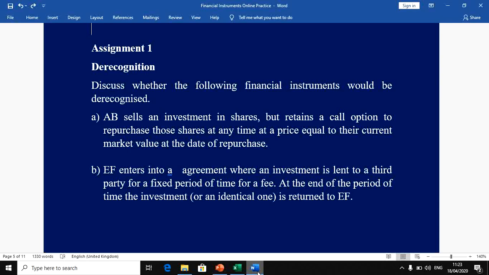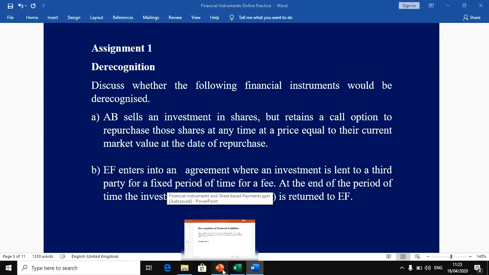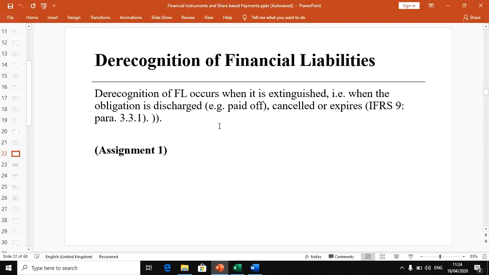Then B says EF enters into an agreement where an investment is lent to a third party for a fixed period of time for a fee. At the end of the period of time, the investment is returned to EF. It seems as if rewards and risks have not been transferred here to the client. So EF should not derecognize the asset as it retains substantially all the risks and rewards of ownership of the asset. The financial instrument should be retained in the books of the company, even if legal rights have been transferred. Remember, we account for business transactions according to the commercial reality rather than the legal view. I hope that that is clear.